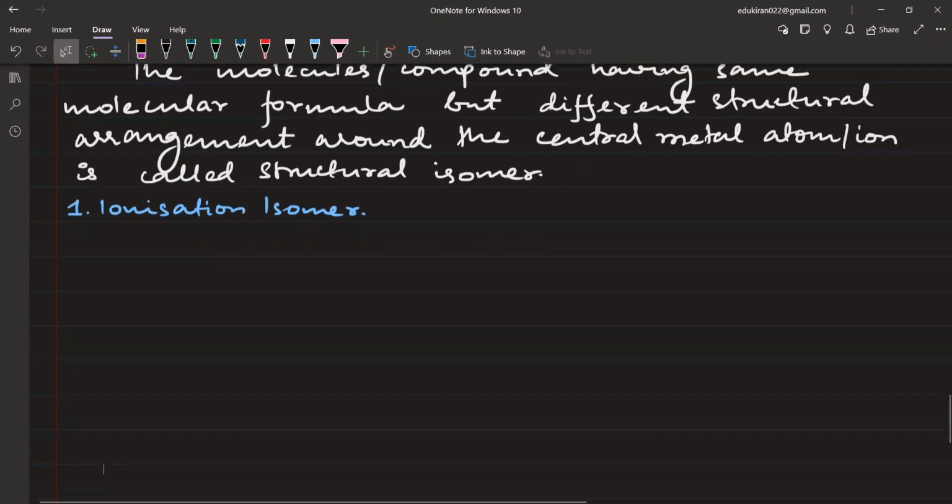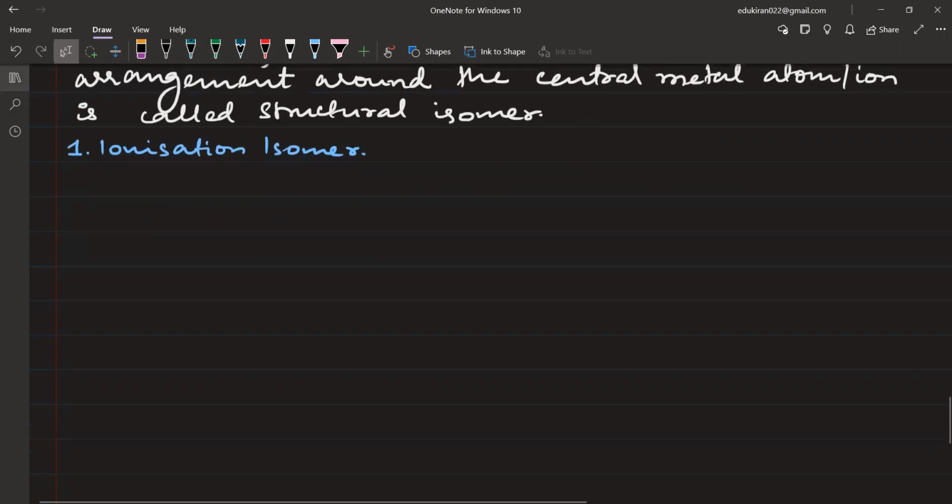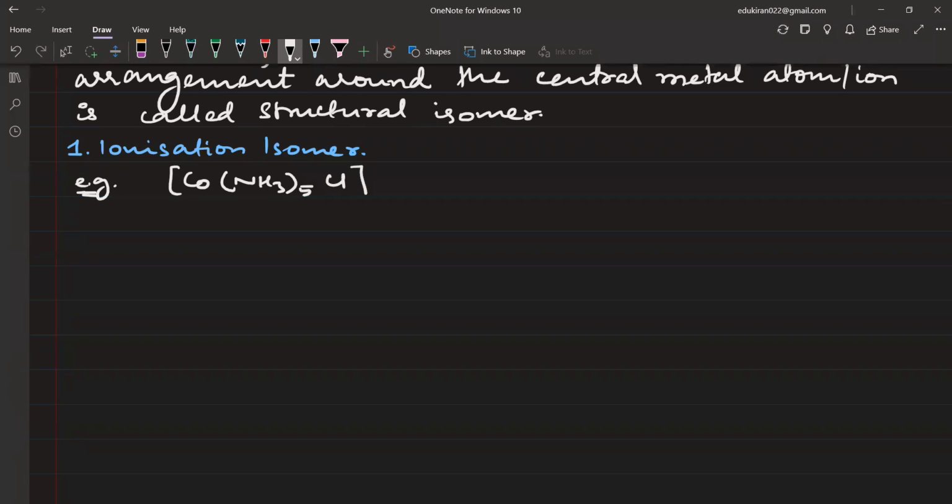Please see here. Let's suppose you have two different compounds like this. Co(NH3)5Cl SO4, with Cl and SO4 as the counter ion.